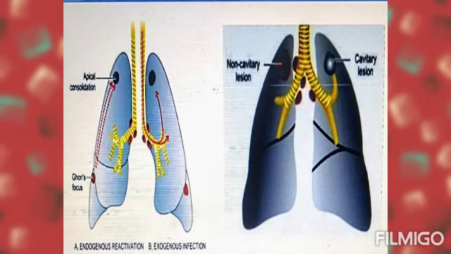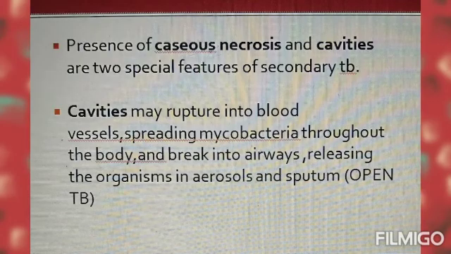In this, we can see there is endogenous reactivation and exogenous infection. In endogenous reactivation, the tubercular bacilli from the Ghon focus travel upward to the apex of the lung and consolidate there, causing apical consolidation. It also travels by the exogenous route through the lungs. So there are two types of reaction, that is endogenous reactivation and exogenous infection in the lungs in secondary TB.